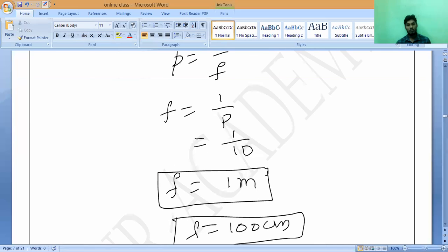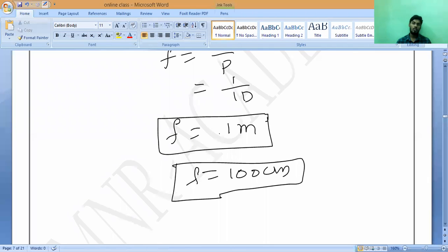Yes or no? All of you. So the focal length is plus 1. Understood? The focal length of this combination of lenses is plus 1 meter. That is what you should remember. Note it down, all of you. Plus 1 meter or plus 100 centimeter. So the focal length of the combination of this lens is plus 1 meter or plus 100 centimeter.